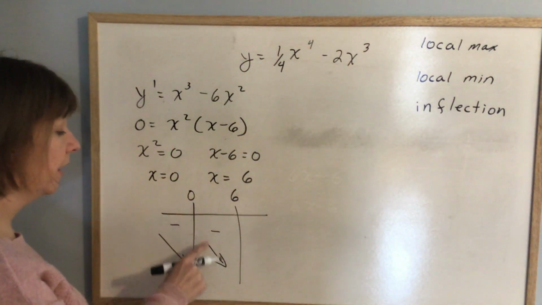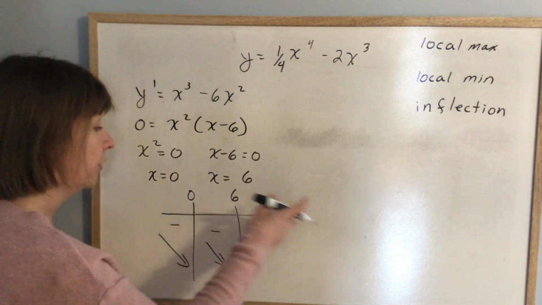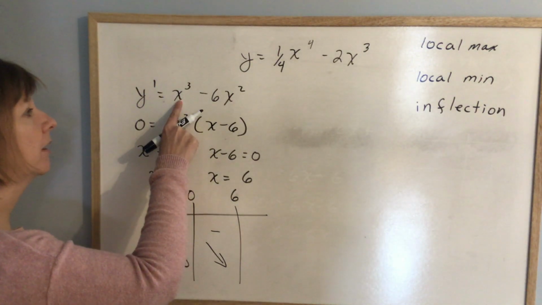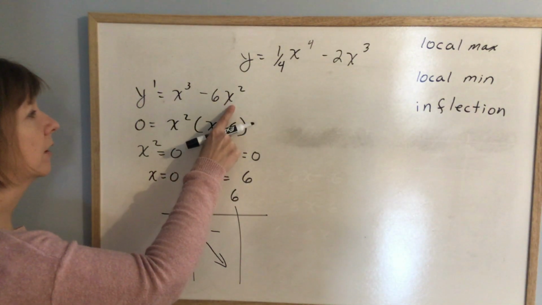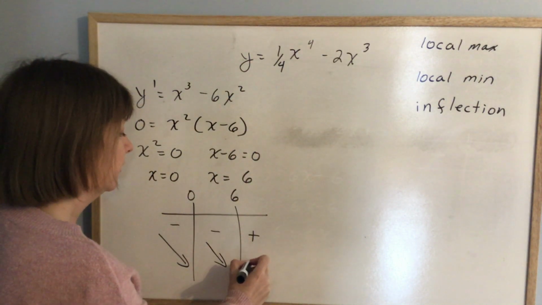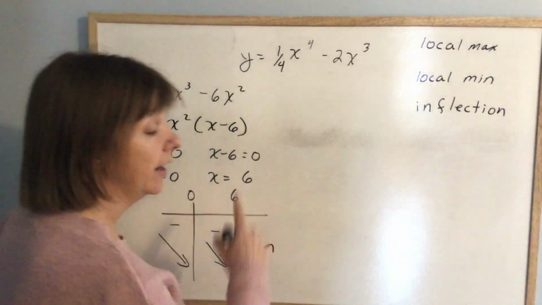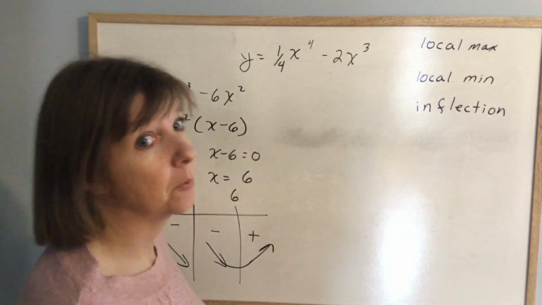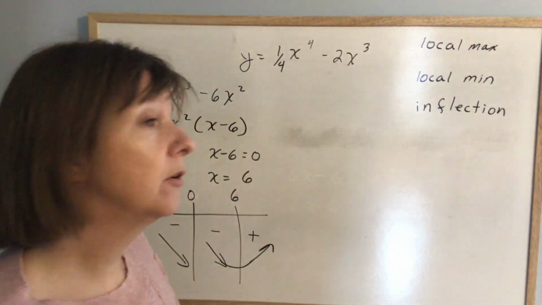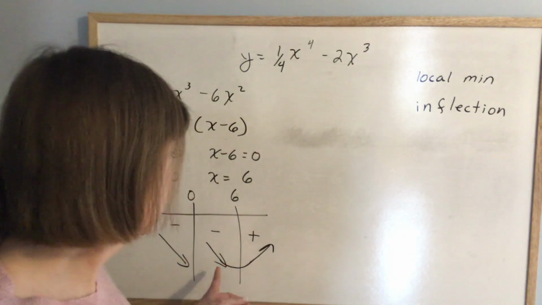So that is not a local max or a local min because it didn't change direction. Then I'm going to pick a number after 6, like 10. 10 cubed would be 1,000. 10 squared is 100 times 6, so this would be like 1,000 minus 600. So that would be positive, so it's increasing. So I have a local minimum here. I don't seem to have a local maximum, right? I don't have a place where it's increasing then decreasing. So I don't have a local maximum. There isn't one. All I have is a local minimum.